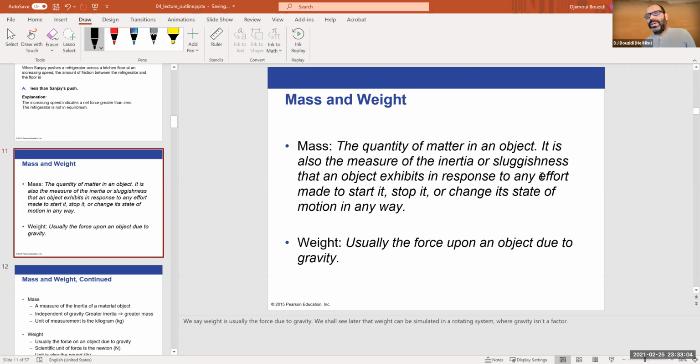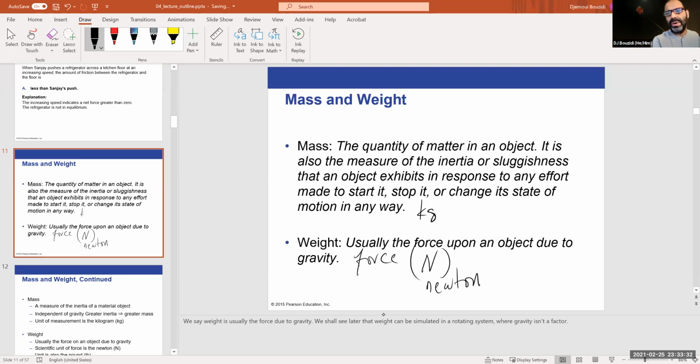Mass is the quantity of matter in an object. So that's basically how we define it. It is also the measure of the inertia or sluggishness that an object exhibits in response to an effort made to start it, stop it, or change its state of motion. Weight usually is the force upon an object due to gravity. So weight is a force. Weight is measured in Newton. Mass is measured in kilogram.